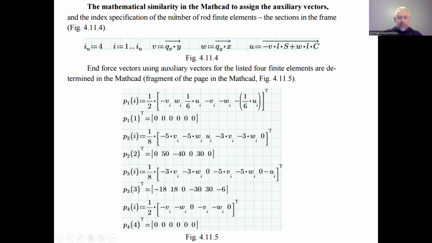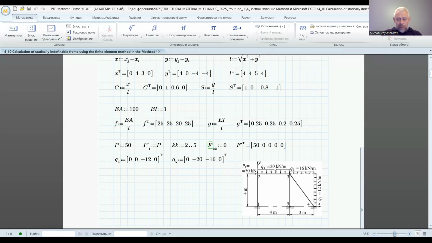Let me please remind myself, I go again to the Mathcad. Yes, we have distributed load of 20. We have distributed load 16 as a vertical component acting on the third finite element, and we have a horizontal component minus 12 acting to the left on the third finite element. And to the right we have an applied force of 50 kilonewtons. So, come again to the presentation.